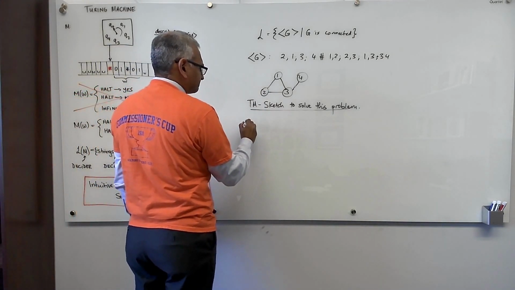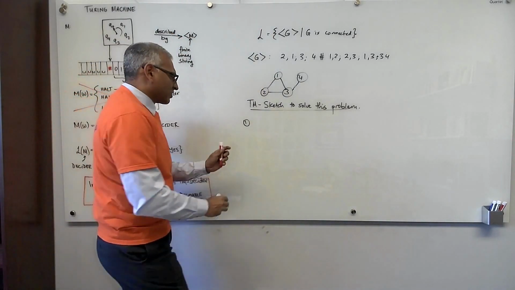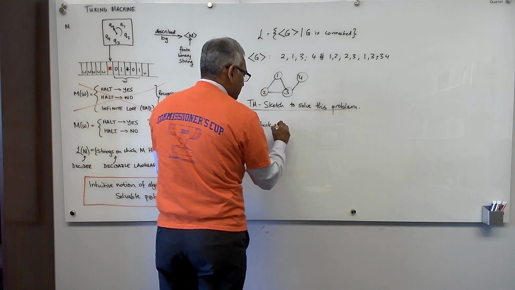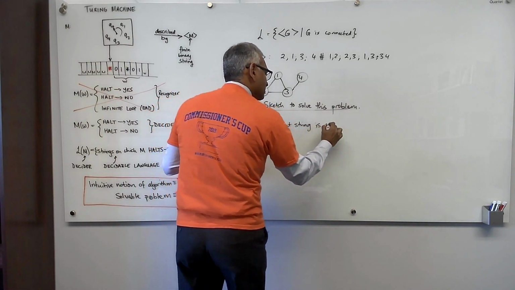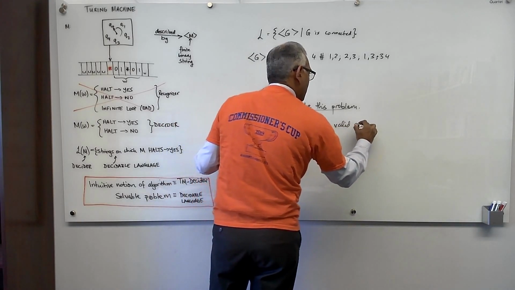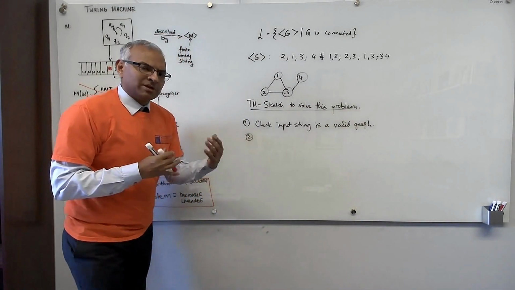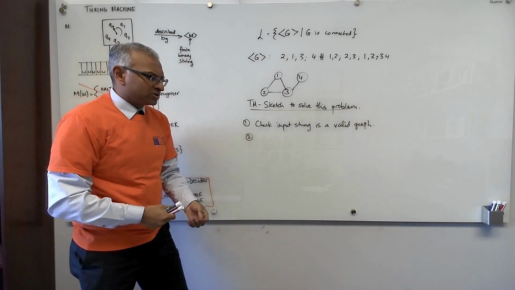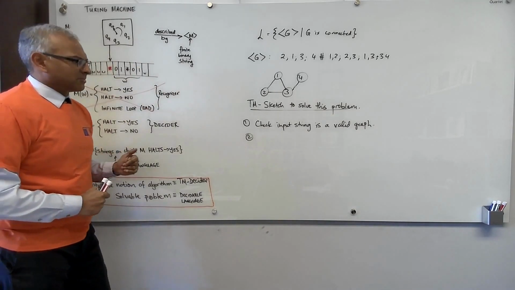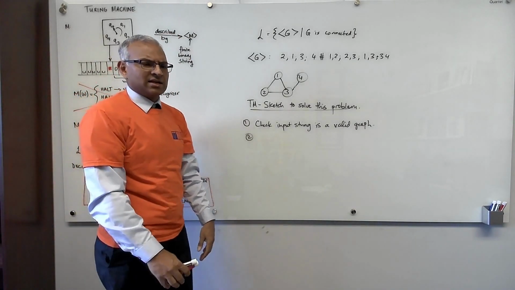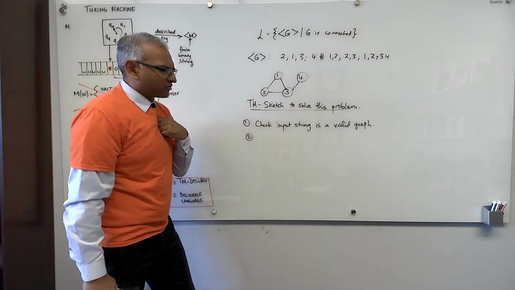So step 1. Well, check the format. Make sure that the string that has been input is a valid graph. Step 2. Now, if I were showing you all the details, I would tell you how the actual head moves back and forth in order to implement my steps. But now I'm going very, very high level, sort of a 30,000 feet description of the Turing machine.